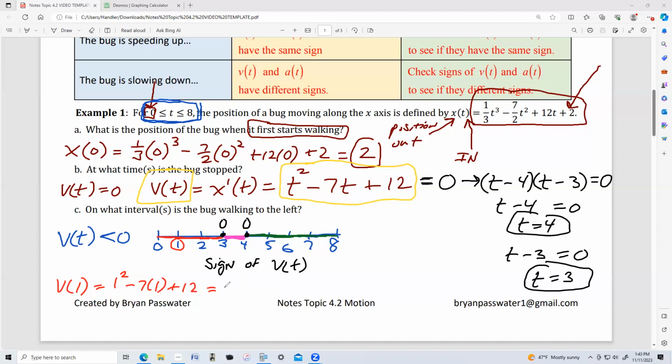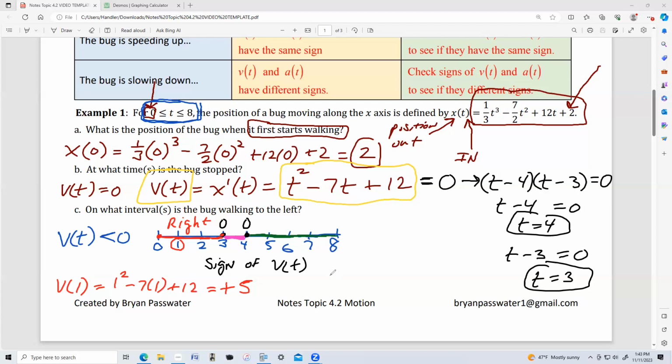And we don't really so much care that it's 5, but we care that it's positive, because positive velocity unequivocally means you're walking to the right. So the bug was walking to the right from 0 to 3 minutes or seconds. Again, we don't have units here. Okay, we know that beyond a shadow of a doubt.